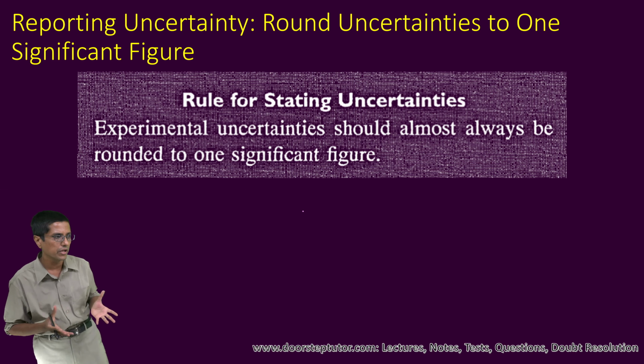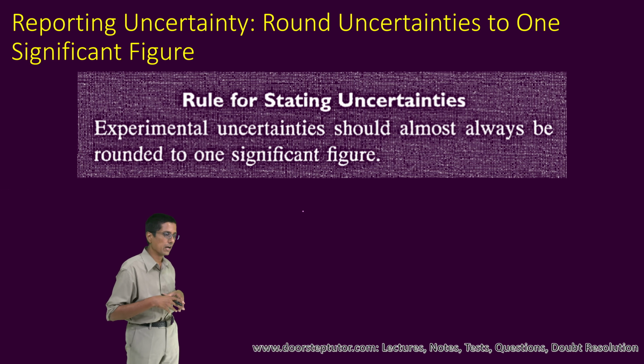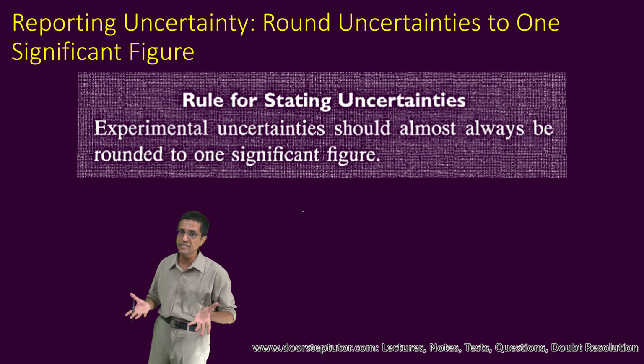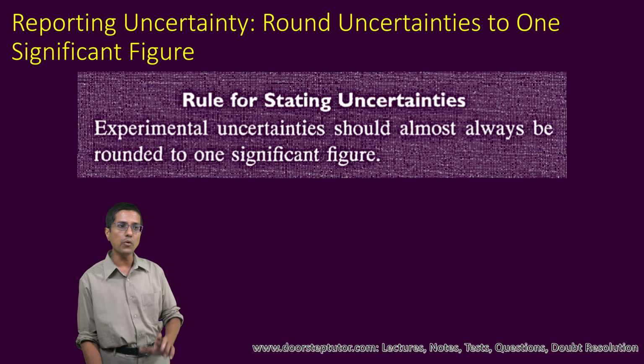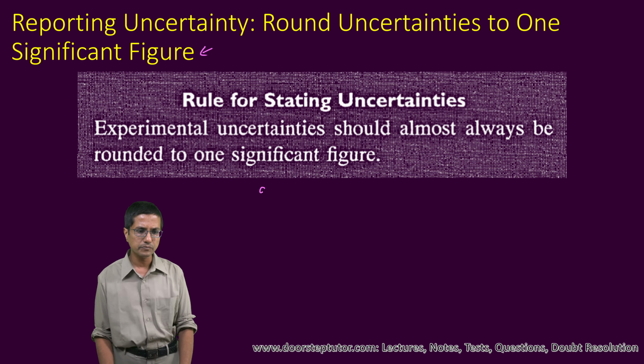So now we have understood how we compute the uncertainties, the absolute error, the relative error and the percent error. We have understood all of those things. How do we now report that uncertainty? So here is an example.